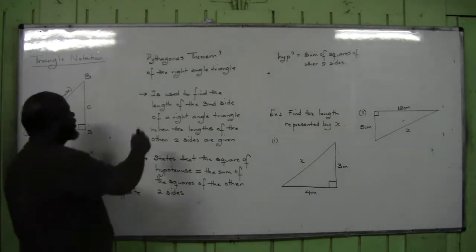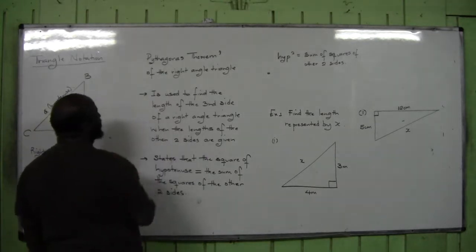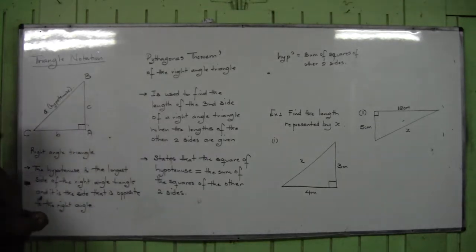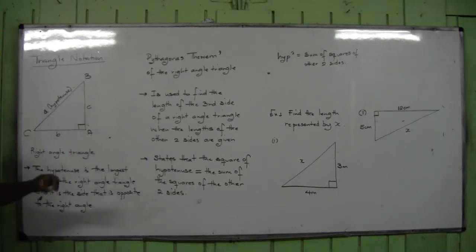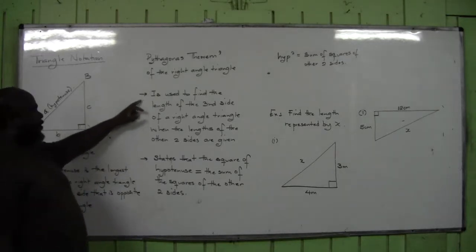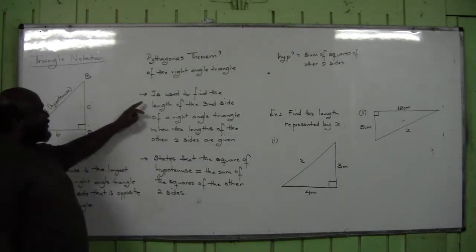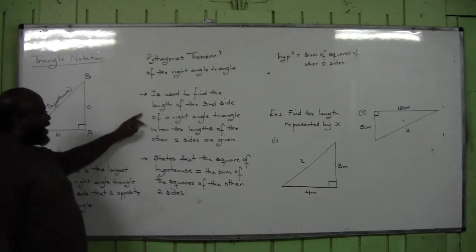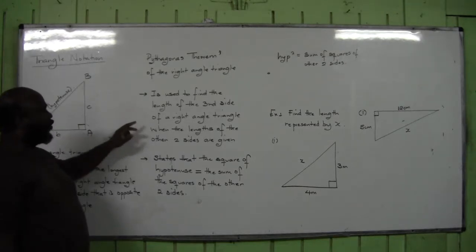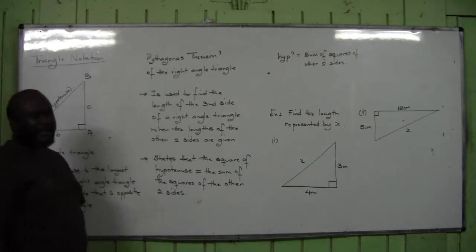Now let's start talking about Pythagoras Theorem of the right angle triangle. The first thing I get from the name is that Pythagoras Theorem applies specifically to the right angle triangle. What is it used for? Pythagoras Theorem is used to find the length of the third side of a right angle triangle when the lengths of the other two sides are given.